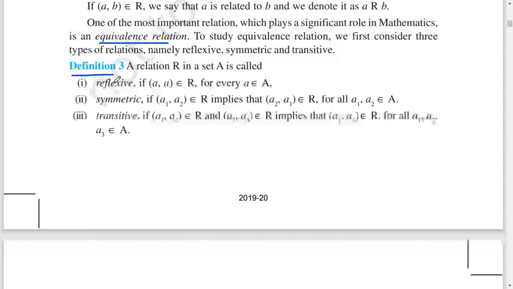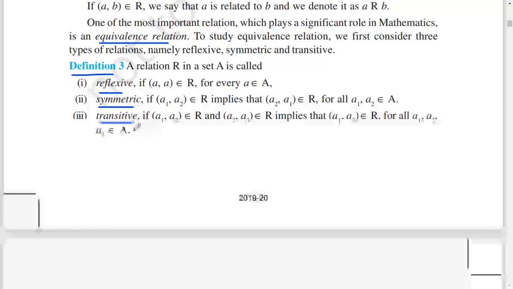Definition 3. A relation R in a set A is called: 1. Reflexive, if (a, a) belongs to R for every a belongs to A. 2. Symmetric, if (a1, a2) belongs to R implies that (a2, a1) belongs to R for all a1, a2 belongs to A. 3. Transitive, if (a1, a2) belongs to R and (a2, a3) belongs to R implies that (a1, a3) belongs to R for all a1, a2, a3 belongs to A.